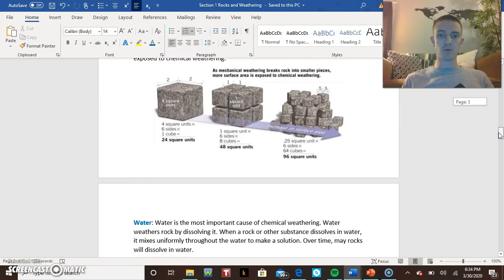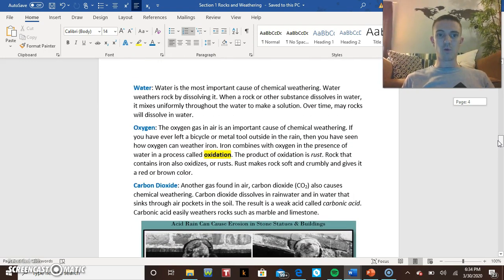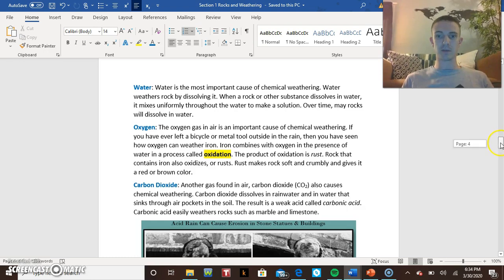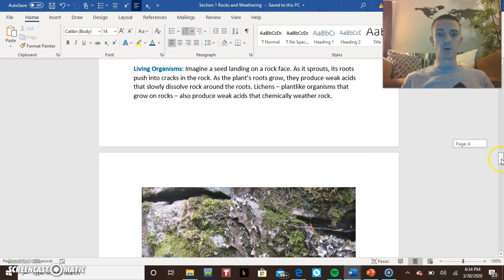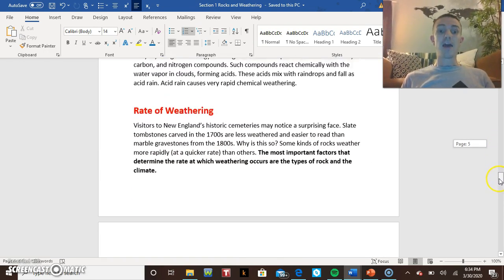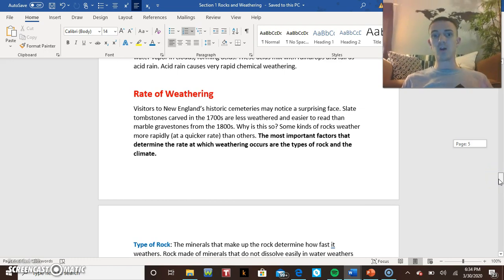You're going to read through chemical weathering. You're going to look at water and chemical weathering, oxygen, carbon dioxide's influence on chemical weathering, living organisms, acid rain, and then we're going to look at rates of weathering. So I know a couple units ago we did rates of chemical reactions.